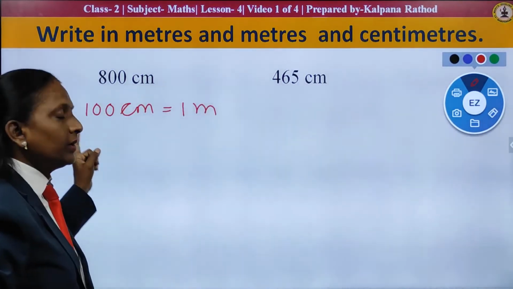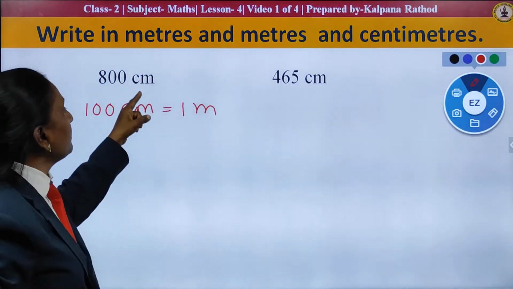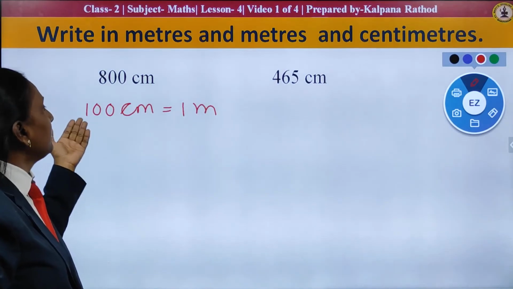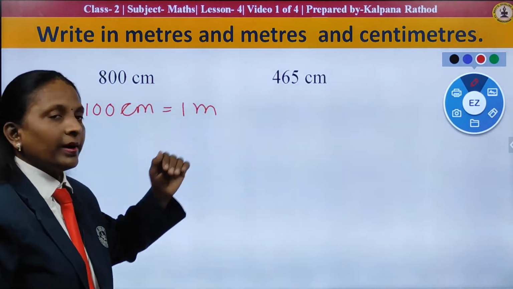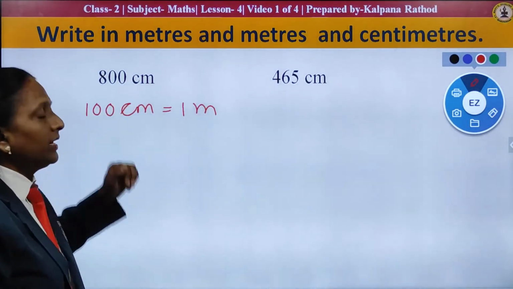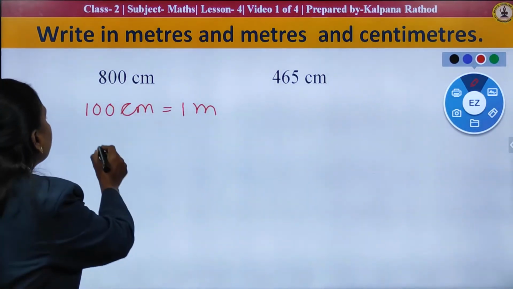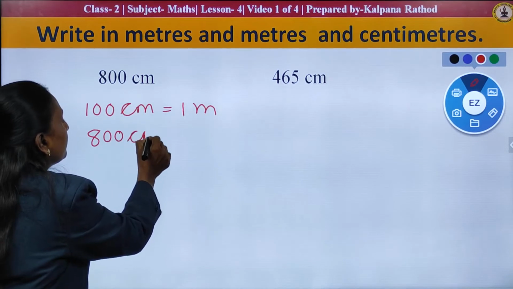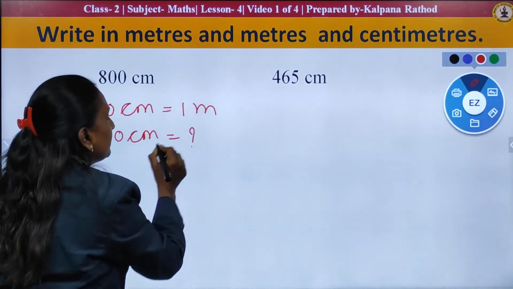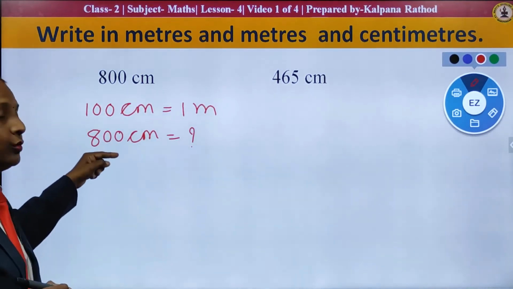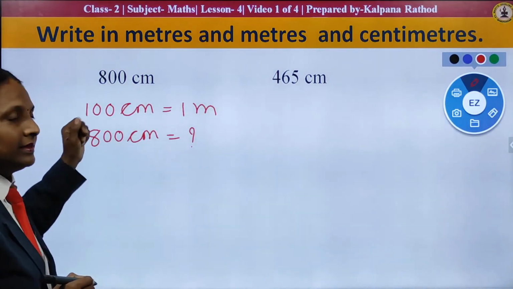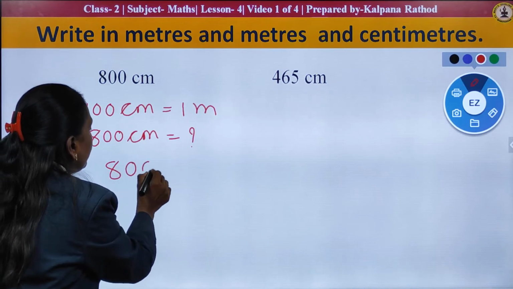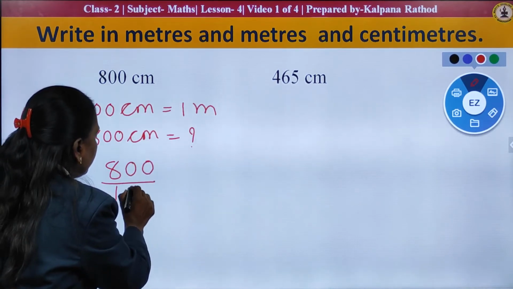The formula is the same, children. 1 meter equals 100 centimeter. But here we want to convert centimeter into meter. So we use the formula that 100 centimeter equals 1 meter. Here we have 800 centimeter. So we will write that number here. So 800 centimeter equals how much? Now here children we have to divide 800 by this 100. So 800 divided by 100.